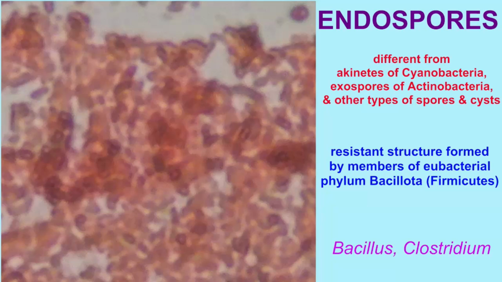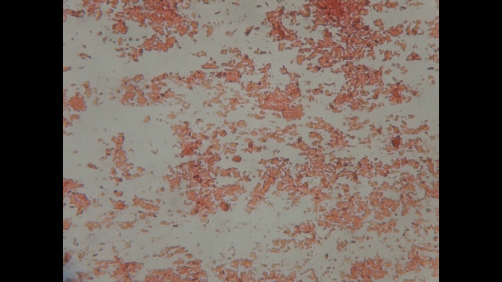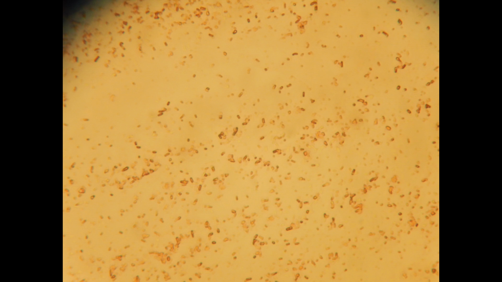Endospores are resistant structures formed by members of one phylum of bacteria, the Bacillota, although it also can be called the Firmicutes, and bacterial genera such as Bacillus and Clostridium, which are extremely important for humans and can cause disease. These can make endospores.